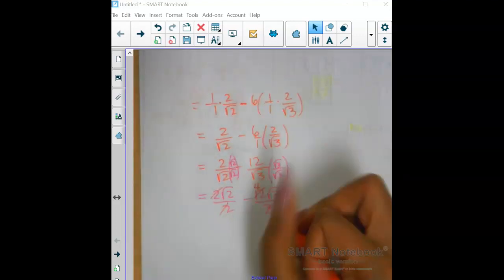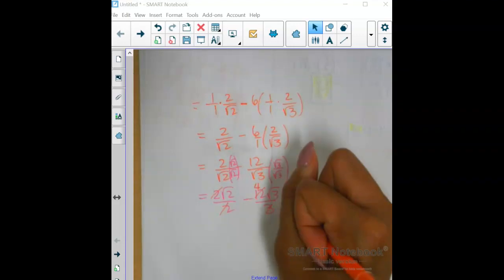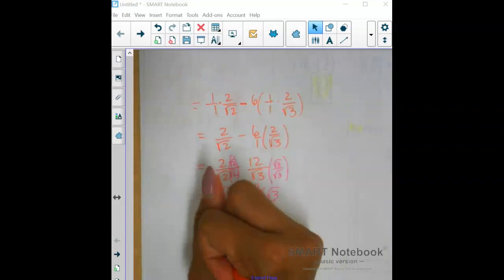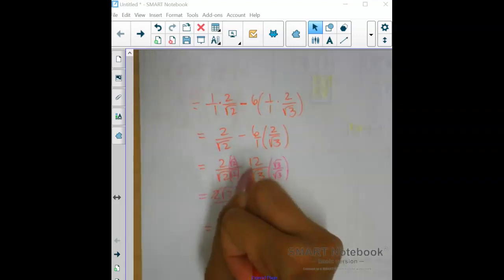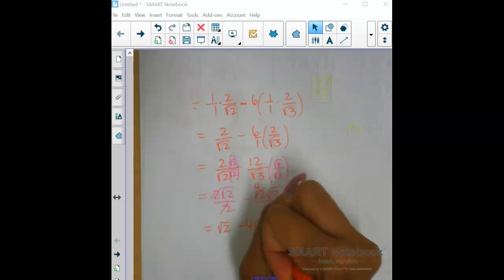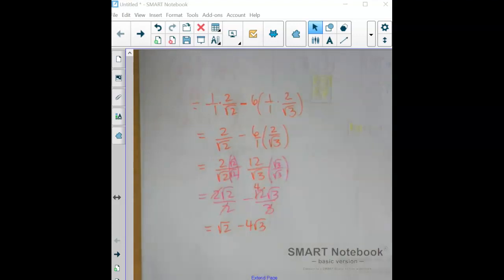So this will give me 12 divided by 3 is 4. So my final answer is going to be the square root of 2 minus 4 square root of 3. Is there any denominator for this?